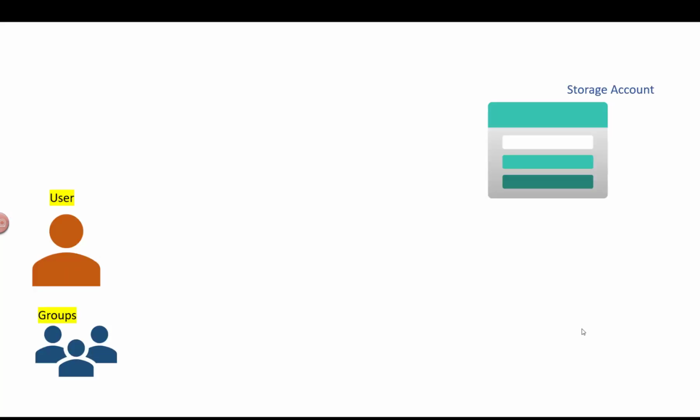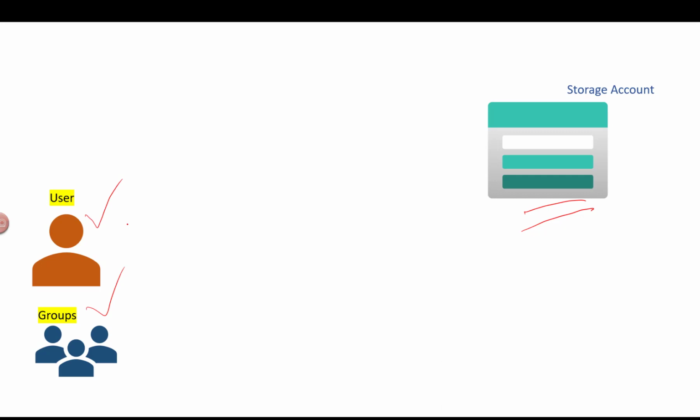Just consider that we have a storage account on Azure, and to provide permission on this particular storage account, we can provide the permission on the user level, the group level, or else on the service principal level. So we can assign the permission on the storage, so that according to the appropriate permission, the users and the group of users will get access on the storage account.